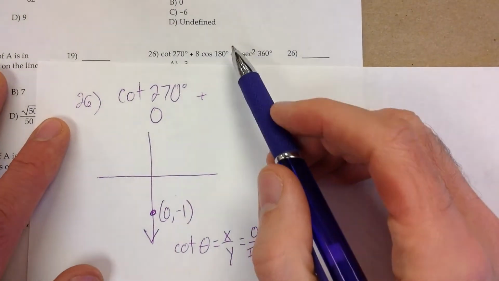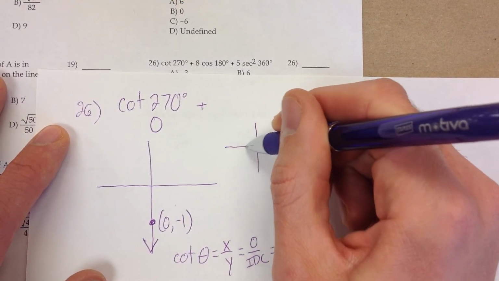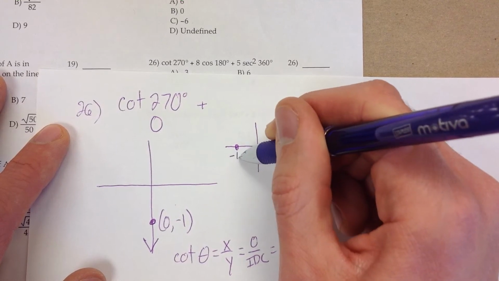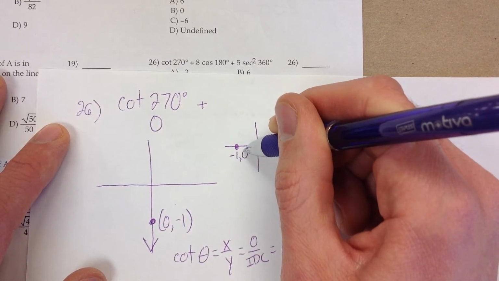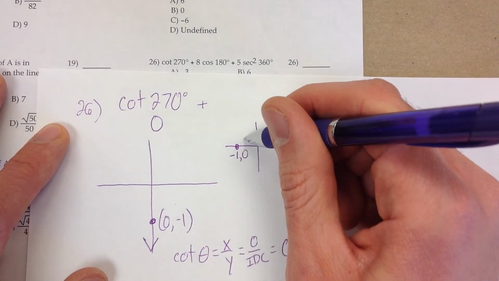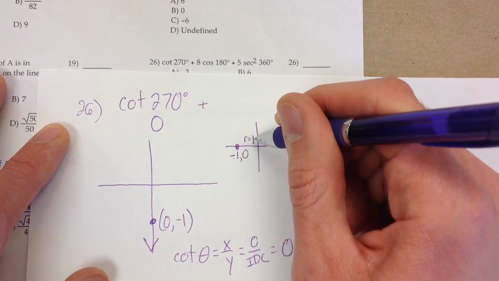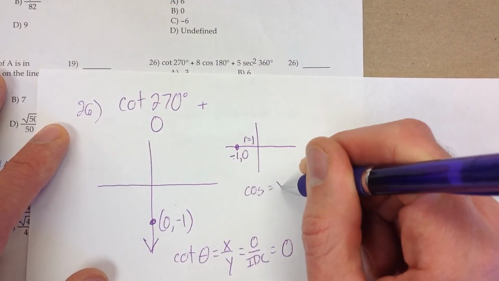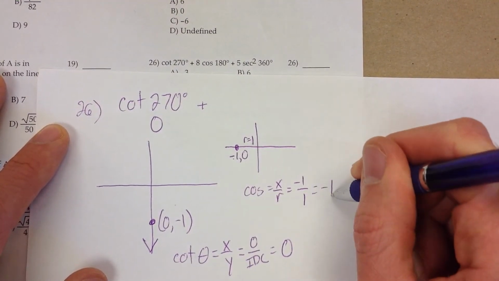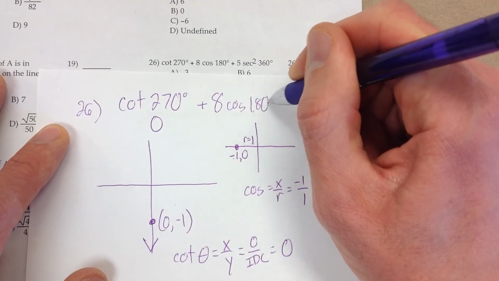Okay, our next objective is to find cosine 180. No problem. 180, the point I suggest is -1, 0. Cosine is x over r. And remember, r equals 1 with these points. So it's -1 divided by 1. Which is -1. So it's plus 8 times -1.